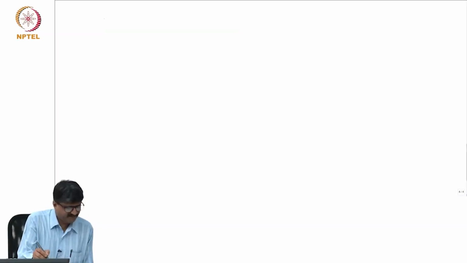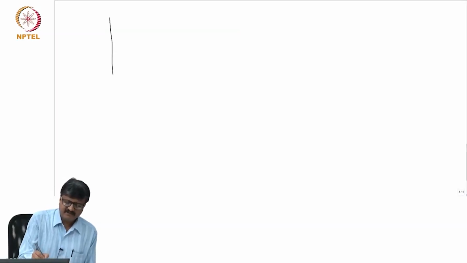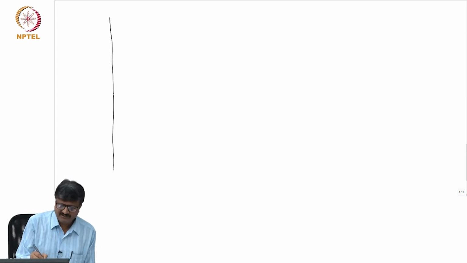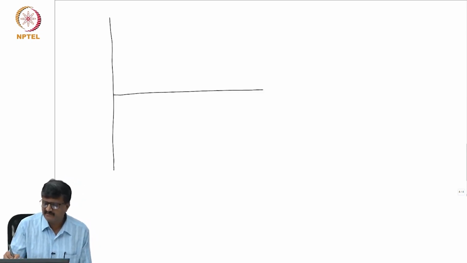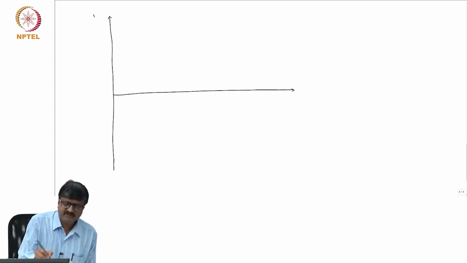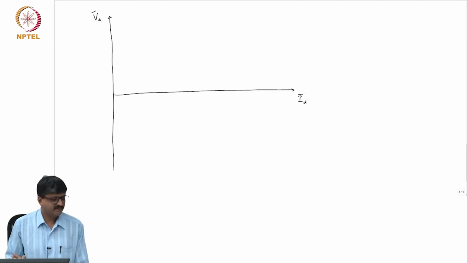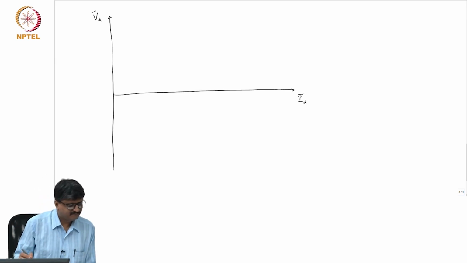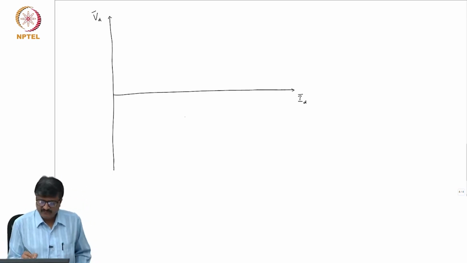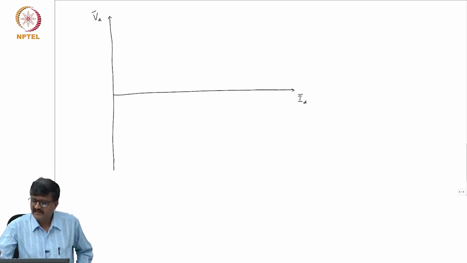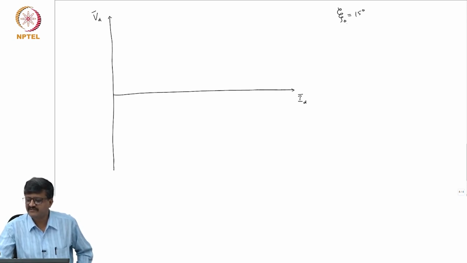We get a boundary of operation like this. I will not show the second quadrant and the third quadrant, I will just show the first and fourth quadrant. So, I have VD, I have ID. What you need to do for getting the characteristics is assume some value of psi naught. I would suggest take the value of psi naught as 15 degrees.